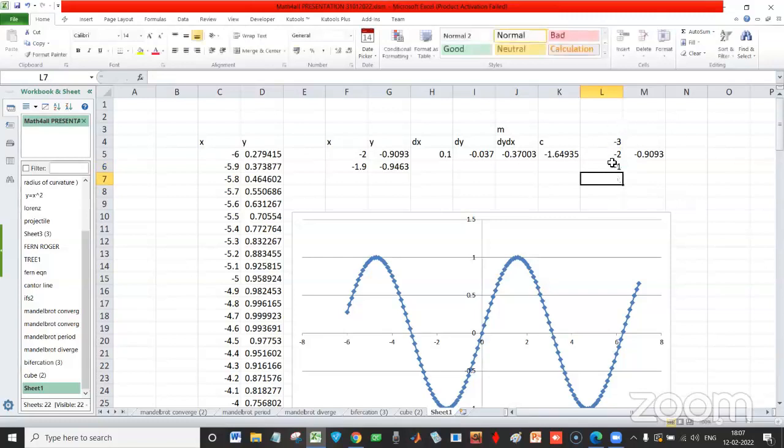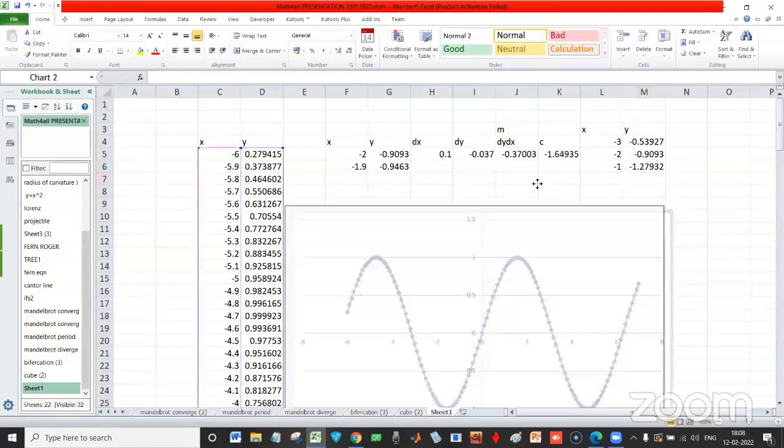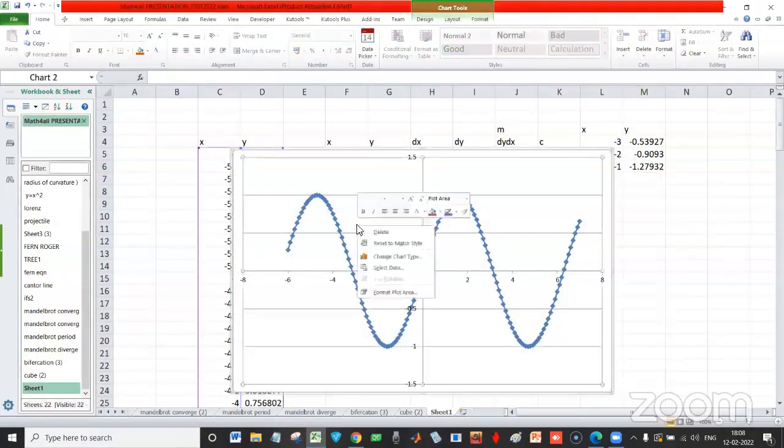So I got this independent variable. So I got minus 3, minus 2, minus 1, 3 points. And now I have to calculate that y. y is equal to, this is actually, m and c are common for all the points, so this is x into m plus c. So these are the tangent line values. Now what I will do, I will plot it.